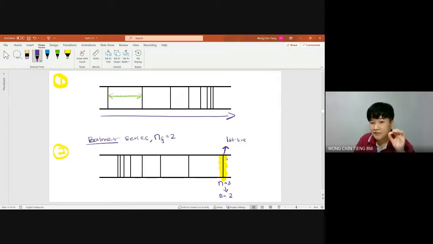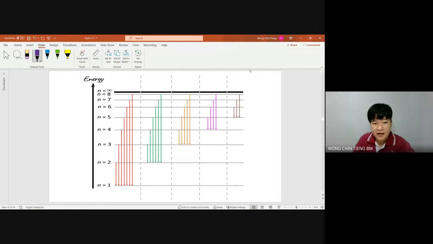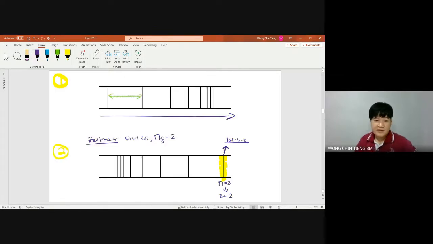Okay. Balmer series straight away in your mind, N final must be 2. And bila kita kata first line bermakna first transition. First transition in your Balmer series, alright? N sama dengan 2 adalah Balmer series. So the first transition untuk Balmer series mesti adalah 3 jatuh 2. 3 jatuh 2, dia akan hasilkan cahaya yang pertama. Cahaya pertama ini akan bagi the first line in the line spectrum. Very good.